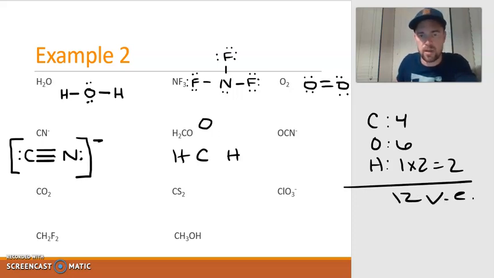Now let's get everything bonded using single bonds. So 2, 4, and 6. So we have 6 electrons left over. Well, the hydrogens are already satisfied, because remember, they can only hold 2.